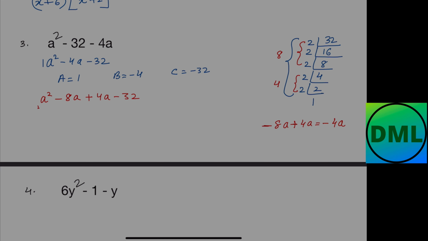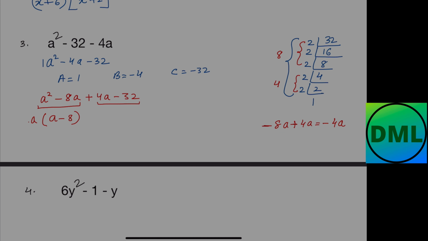I have to take out common from the first two and the last two terms. What is common between a square minus 8a? A is common. Let's take out a as a common factor. Out of a square, a is outside, you are left with a. Out of minus 8a, a is outside, you are left with minus 8.